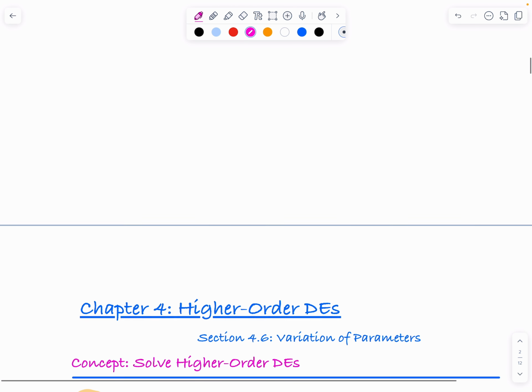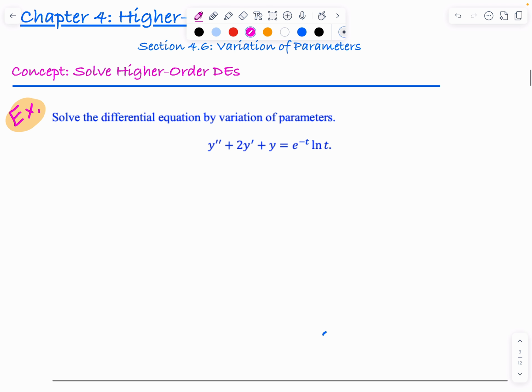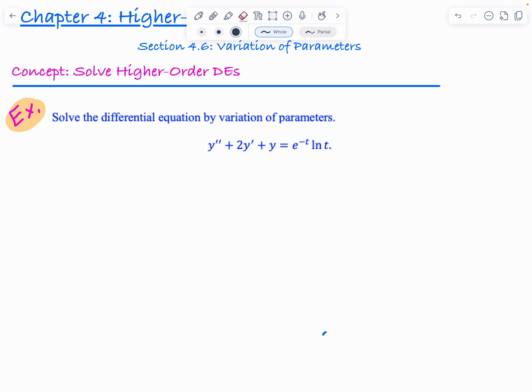All right, let's do an example. So here's our first one. Notice that this is a non-homogeneous diffy Q because I have that function over there on the right. And so to solve for a particular solution, I'm going to need a homogeneous solution set. So first things first, we'll do that. y sub c, our complementary homogeneous solution. So that diffy Q will be y double prime minus 2y prime plus y equals 0.